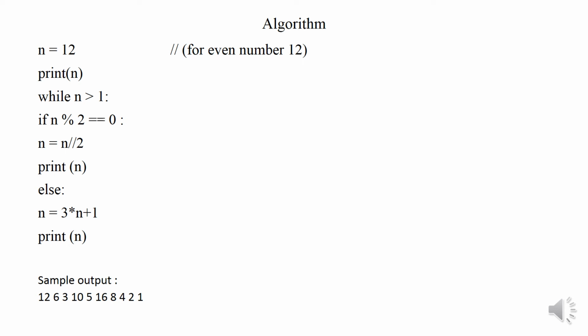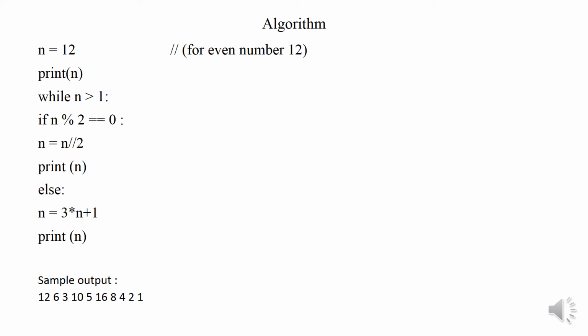Else, if the value of n is an odd number, then we go into the else condition. So n is equal to 3 into n plus 1. So friends, we get here 12, 6, 3, 10, 5, 16, 8, 4, 2 and 1.